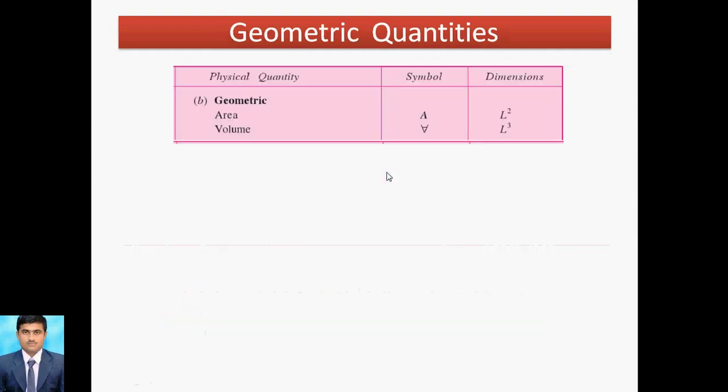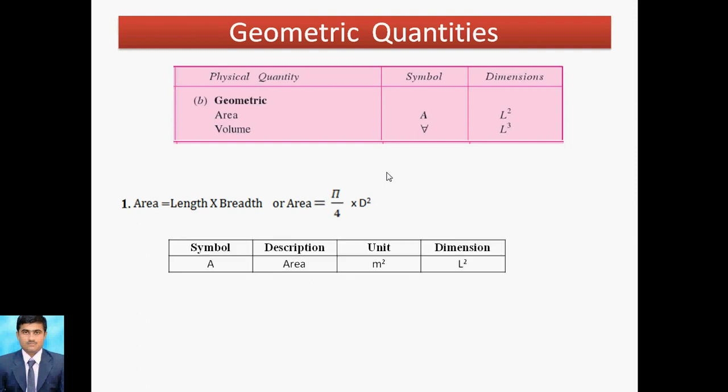Now we enter geometric quantities. Geometry means area or volume. The area symbol is A and its dimension is L square. V is L cube. How is it so? Area is nothing but length into breadth. We can say area is equal to pi over 4 d square. Length means meter, so meter square is there. Area is in terms of meter square, and diameter square is there. That's why meter square, because pi over 4 is a constant. So meter square means the dimension is L square, because all terms are length square.